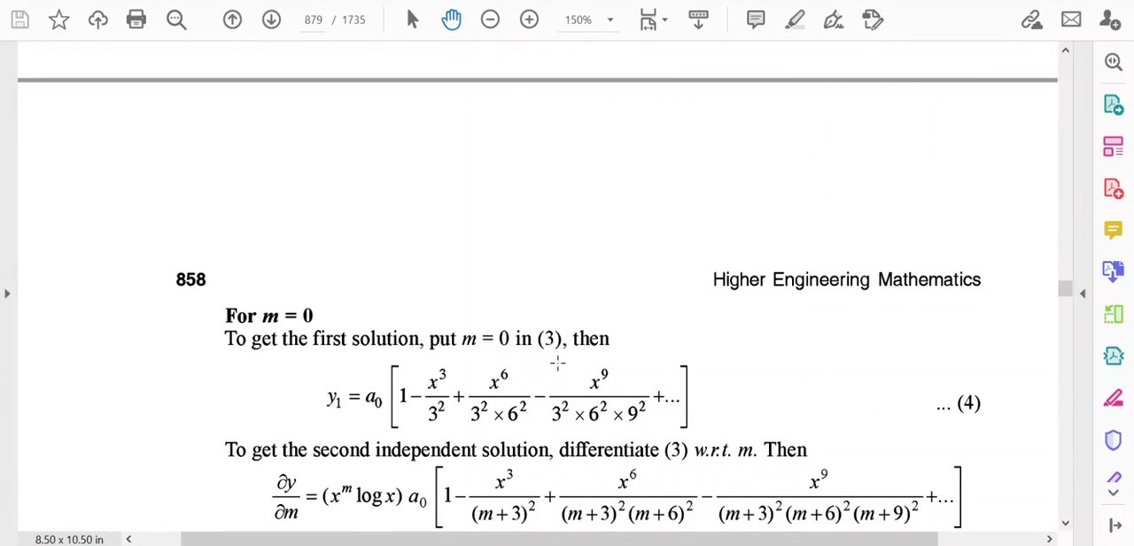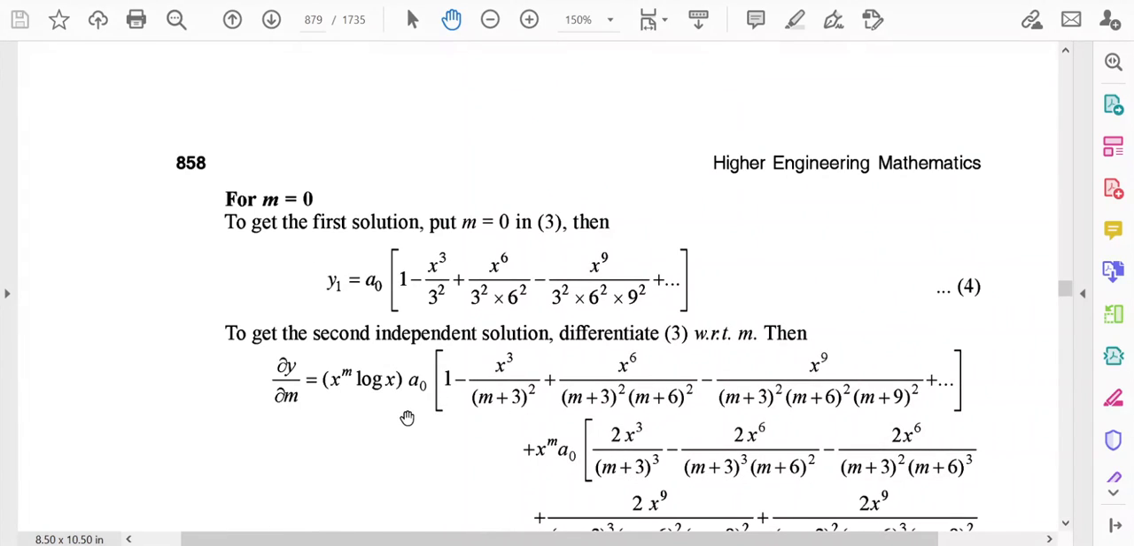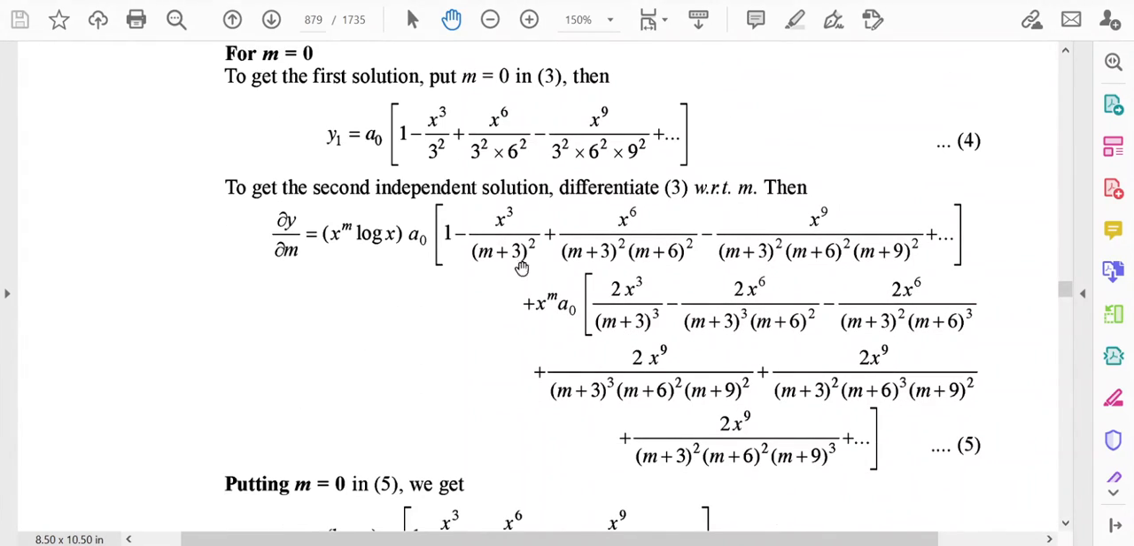And to obtain the second solution, what you have to do is first calculate del y by del m. This is x to the power m, and there are different values of m also here in the denominators. So you have to differentiate it very carefully. So this is y, so del y by del m is equal to this one. This is the value of del y by del m.